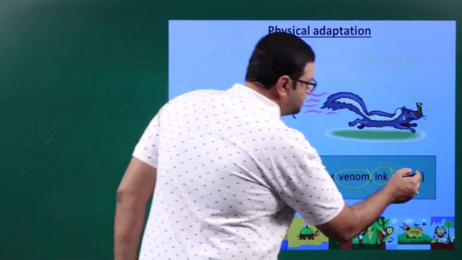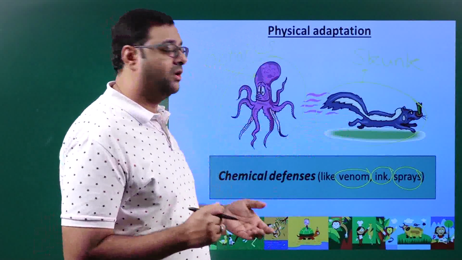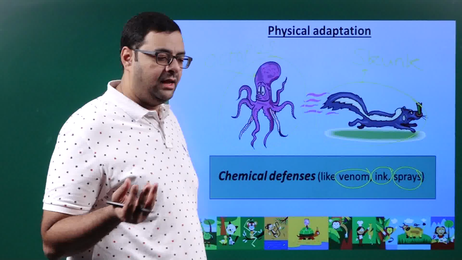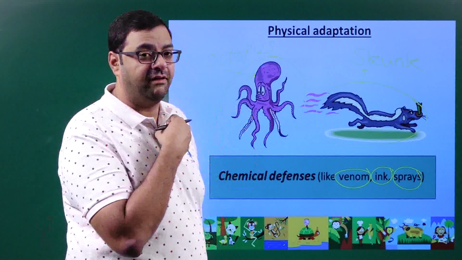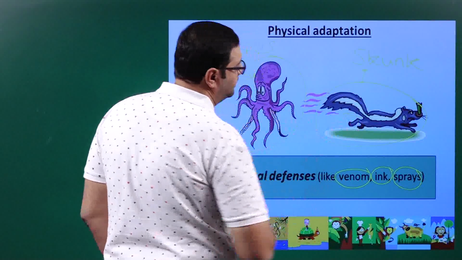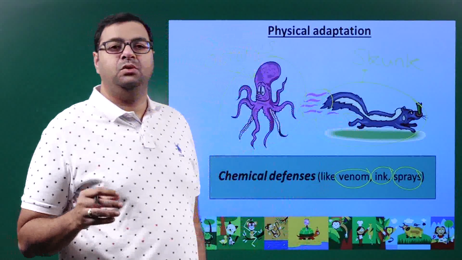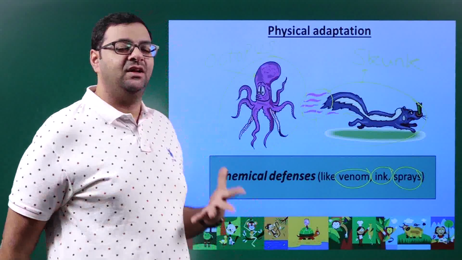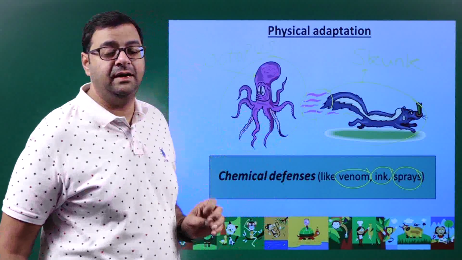Now sprays. Skunks are organisms which release a mixture of chemicals which contains hydrogen sulfide, and the skunk releases it from here. Then the smell which you get will make your life very miserable. It is very, very bad. If the skunk is spraying on you, that smell will be very bad, and in that chemical mixture you have hydrogen sulfide.